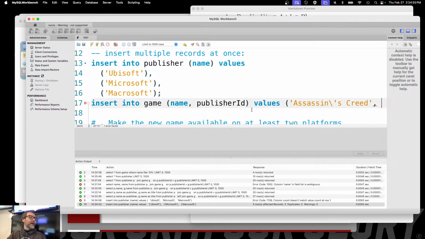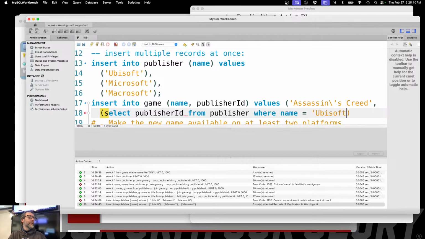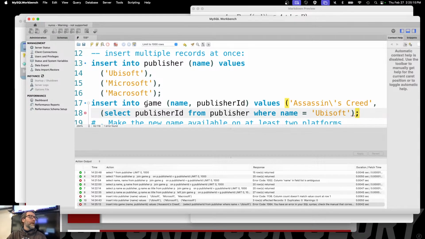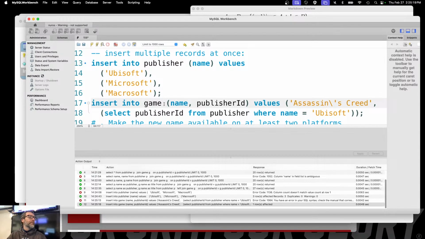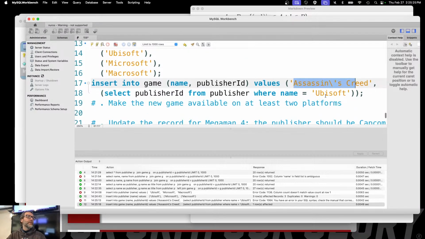Otherwise, insert into Assassin's Creed. Now, I'd have to look up what Ubisoft's publisher ID is, or I can use a subquery here. Select publisher ID from publisher where name equal to Ubisoft. There. And not enough parentheses. There. And now Assassin's Creed is in there. The only reason I did that was to remind you that you can escape stuff.